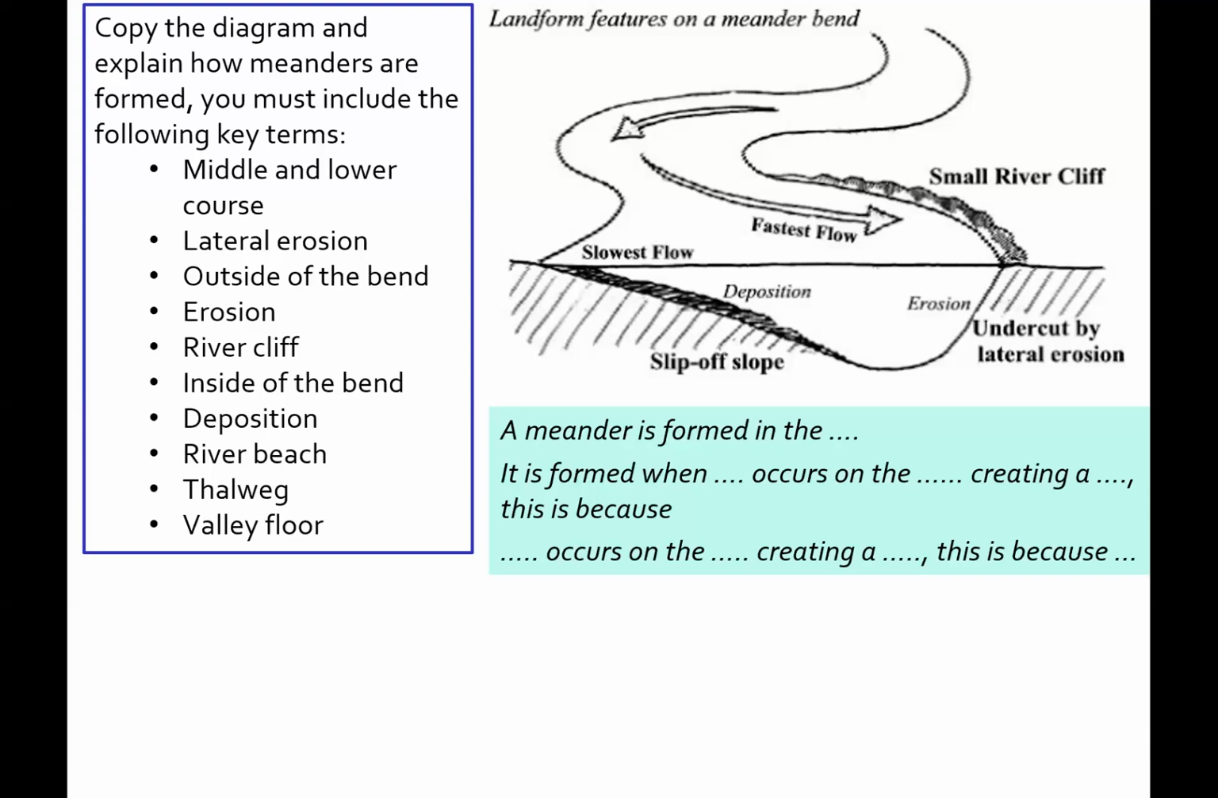So your meander is formed in the middle and lower course of the river. It is formed when erosion occurs on the outside of the bend, creating a river cliff. This is because the flow of the river is fastest, causing lateral erosion. Deposition occurs on the inside of the bend, creating a river beach. This is because the flow of the river is slowest, allowing the deposition to happen.